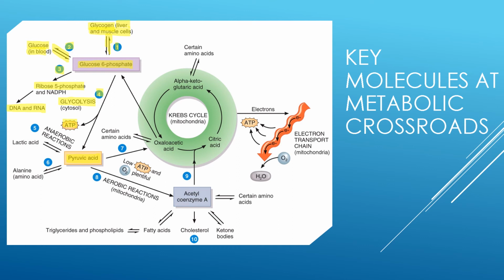Now, numbers 5, 6, and 7 are involved in the fates of pyruvic acid. We'll cover these. Number 5 first is the production of lactic acid. This occurs under anaerobic conditions. Remember, this is with no oxygen. Then pyruvic acid is converted into lactic acid. Pyruvic acid in number 6 here can also be converted into alanine, remember, which is an amino acid.